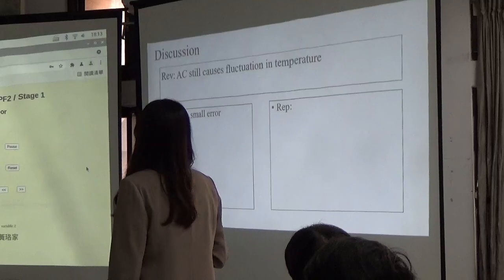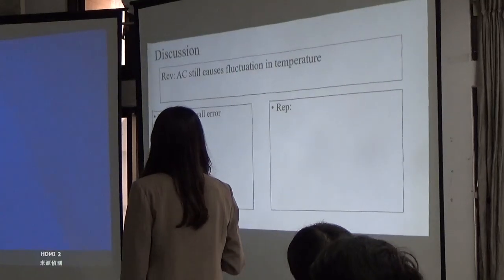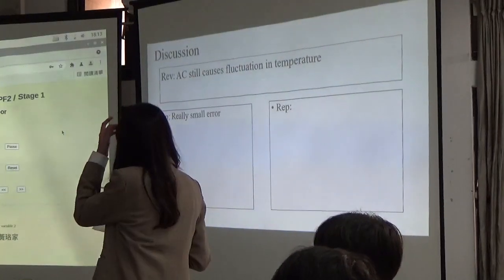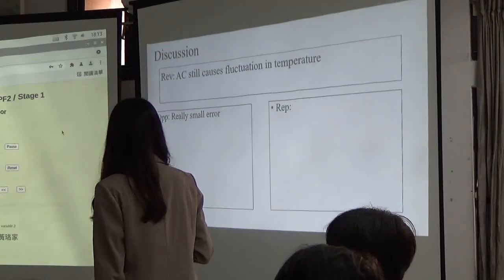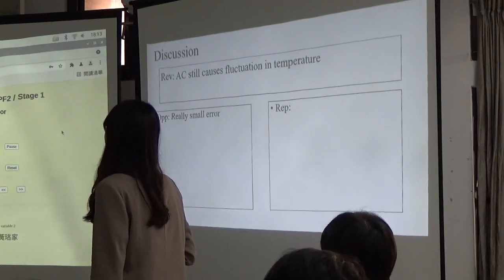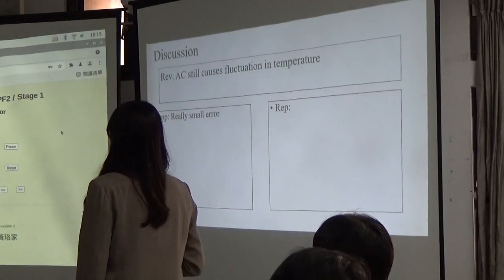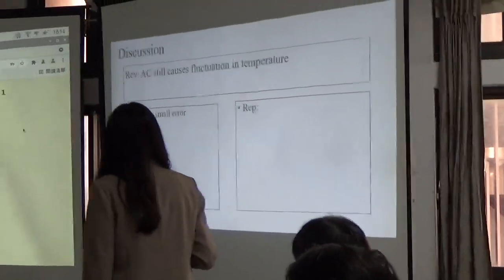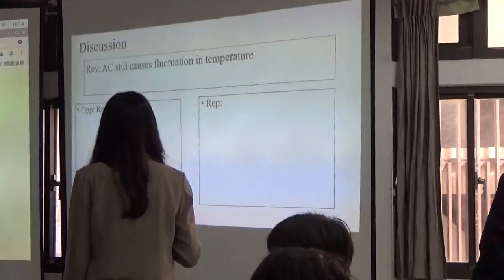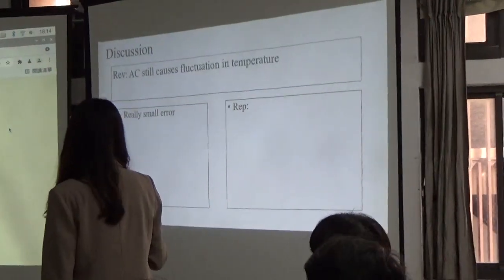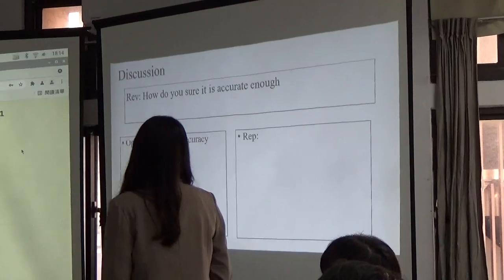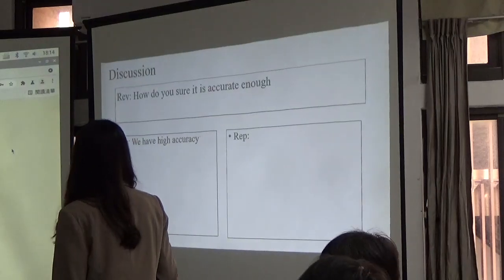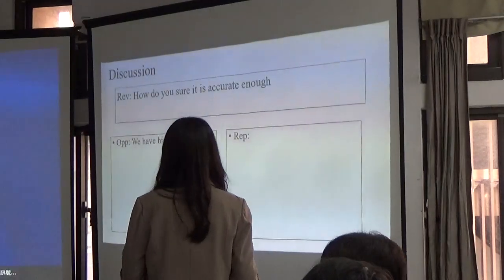And the discussion of the reviewer and the opponent. We ask about the error for the temperature, and the opponent says it is a really small error. So we think that it can still cause fluctuation in the temperature. And the opponent says we have high accuracy, but we think how do they be sure it's accurate enough?